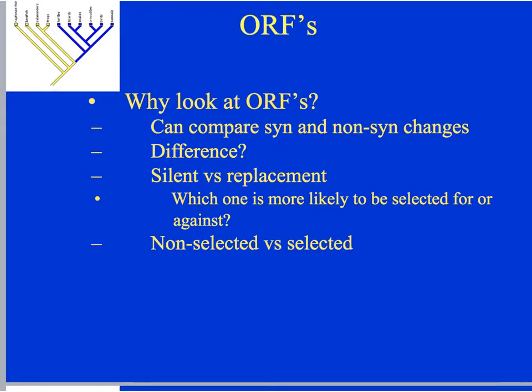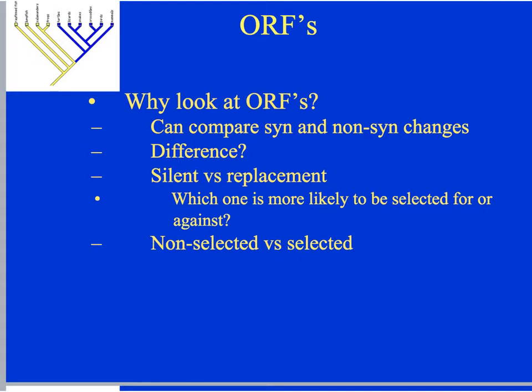So we want to make sure that we're looking at open reading frames, which at this point, all of you have. All that means is that it appears to have all the signature sites of a real gene. It has a start site, has a stop site, things like that. No premature stop sites, things like that.